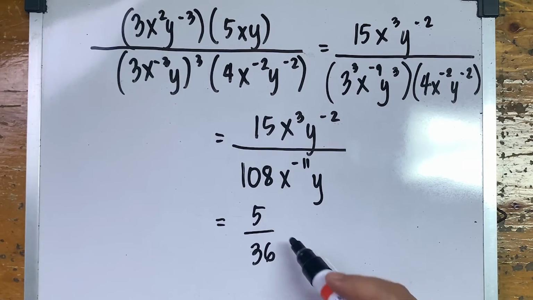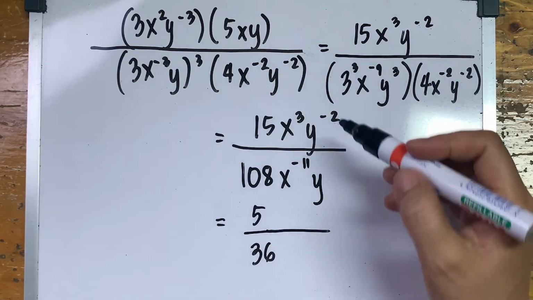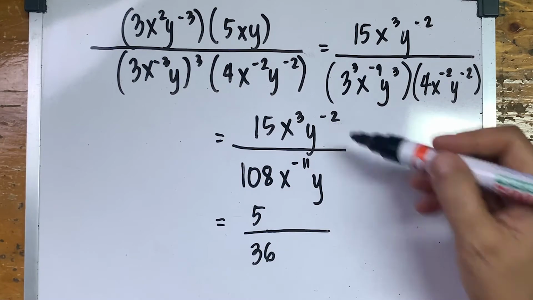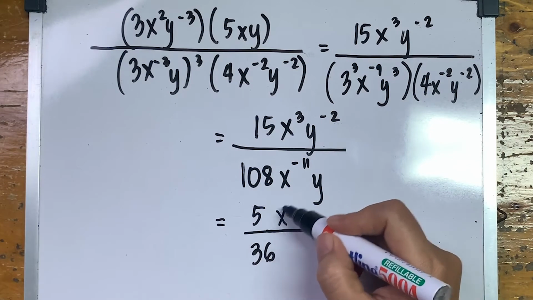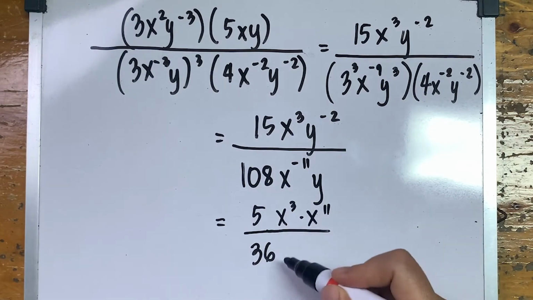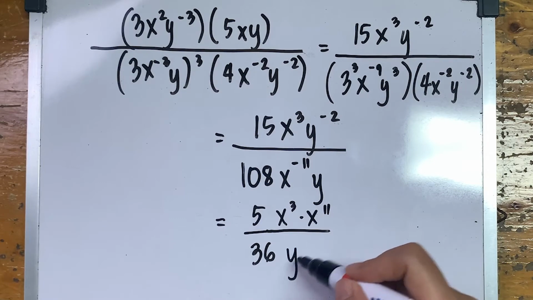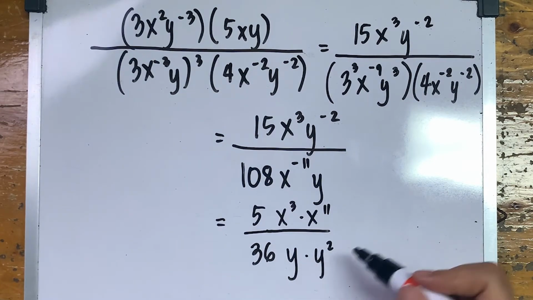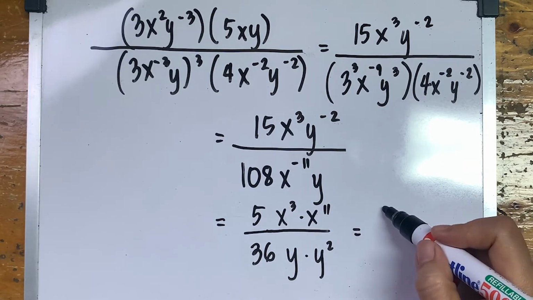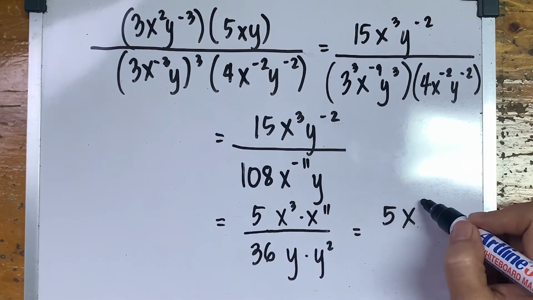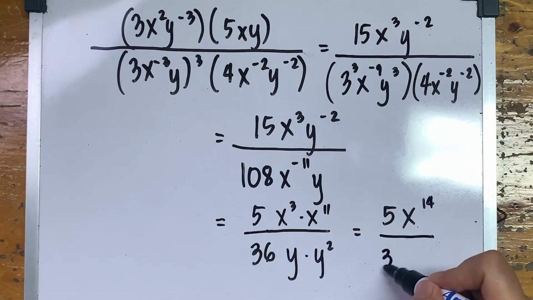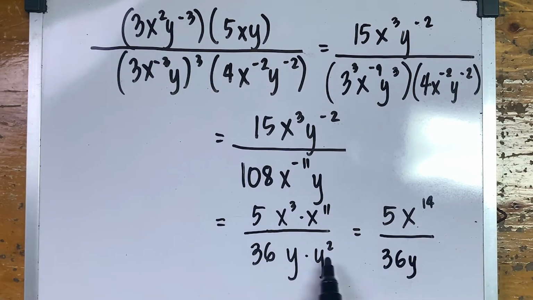Okay. Again, as I told you, when you have a negative exponent in the numerator, you have to bring it down. If it's in the denominator, you bring it up. So in this case, it's x to the third times x to the 11 over y times y squared. So we'll have our answer here to be 5x to the, okay, we have to add exponents of the same base. 3 plus 11 will give us 14 over 36y. 1 plus 2 gives us 3. So here's our final answer.